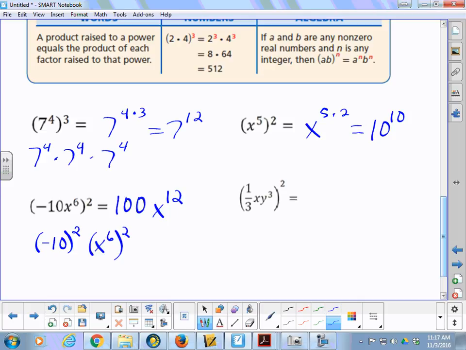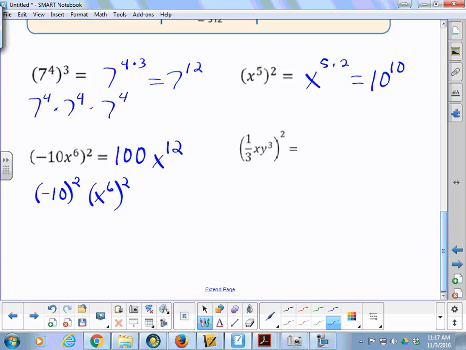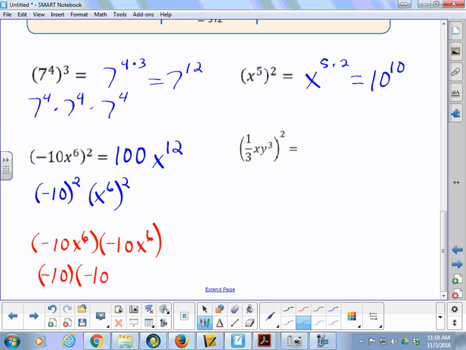But let's look at it like we were looking at it yesterday also, just to verify that for you. Remember yesterday we said, okay, well we have two of these things, so that would be negative 10 x to the 6th times negative 10 x to the 6th. Right? And so here we know that this is negative 10 times negative 10, x to the 6th times x to the 6th. So just to verify that for you, in this case that's kind of a little bit tougher. So maybe writing it back out like this will actually help you to get those.